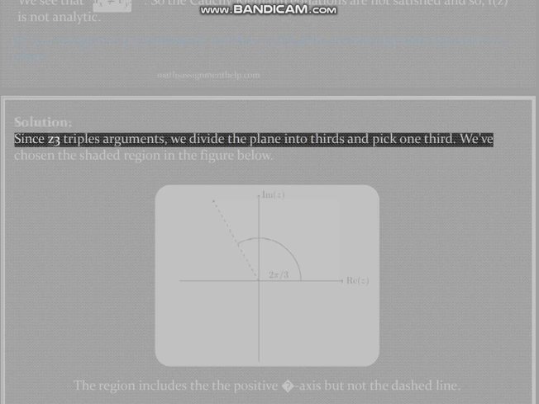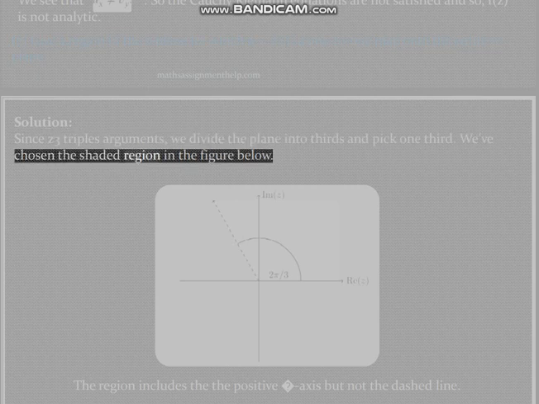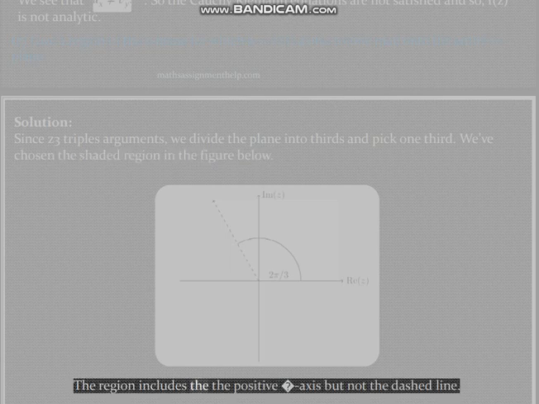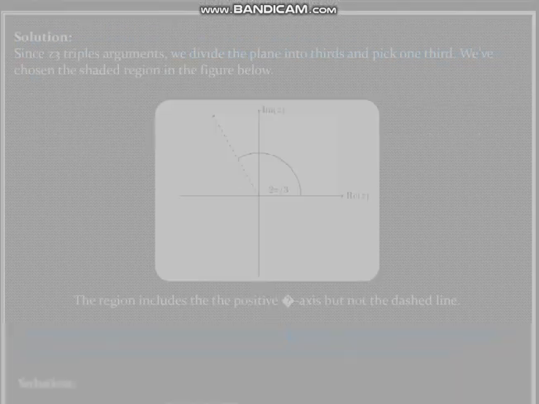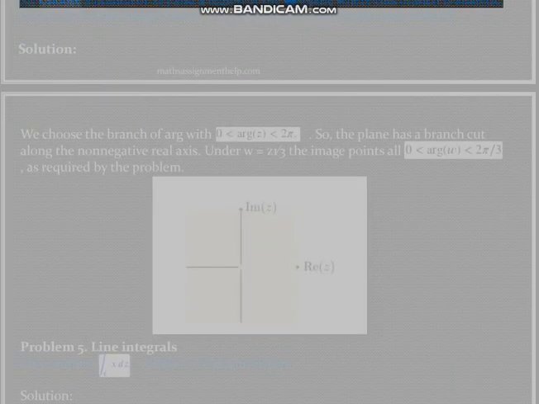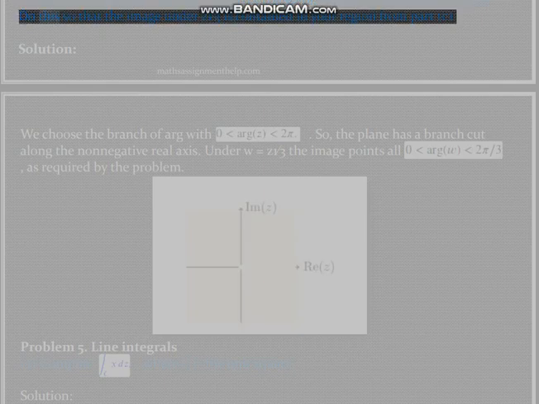Solution. Since z^3 triples arguments, we divide the plane into thirds and pick 1/3. We've chosen the shaded region in the figure below. The region includes the positive axis, but not the dashed line. D. Choose a branch of z^(1/3) and a region of the plane where this branch is analytic. Do this so that the image under z^(1/3) is contained in your region from part C.